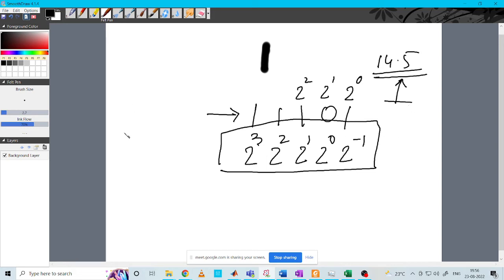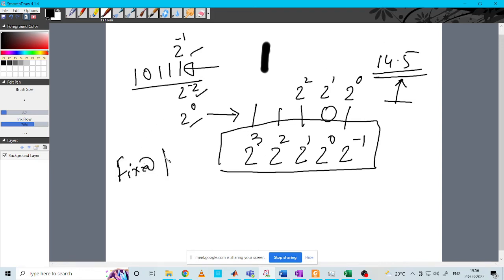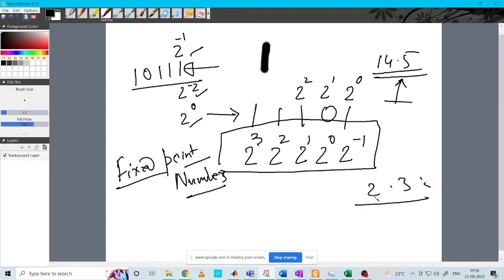So you see, if I only give you a string of bits and ask what it indicates, you will not be able to tell me unless I tell you what the LSB is, whether it is 2 to the power minus 1 or 2 to the power minus 2 or 2 to the power 0. Keep this in mind because this is a very important concept for fixed point numbers. Have you heard about this term, fixed point numbers? Yes. So this forms the basis for fixed point numbers. In floating point numbers, you can go for 2.3333 something. In fixed point numbers, you cannot do that.